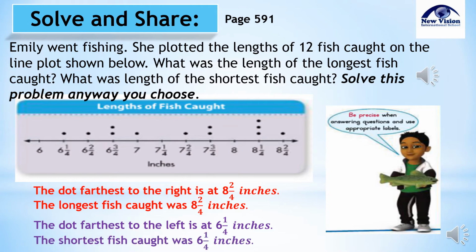Therefore, the Emily went shortest fish fishing. caught She was plotted the 6 and lengths of 1/4 12 inches. fish caught on the line plot shown. What was the length of the longest fish caught? What was the length of the shortest fish caught? Solve this problem any way you choose.